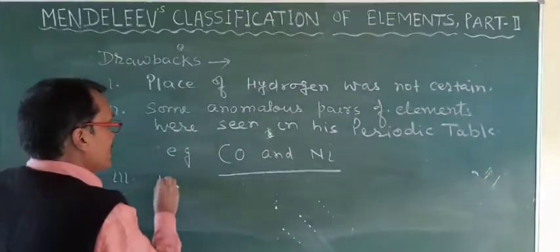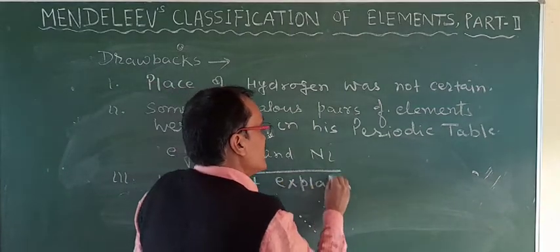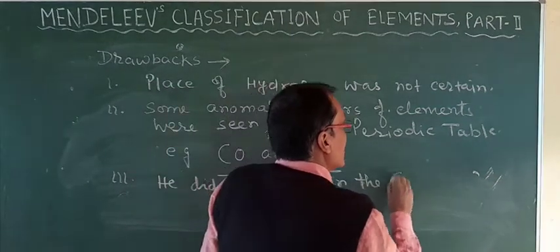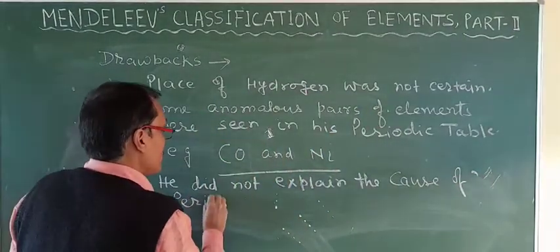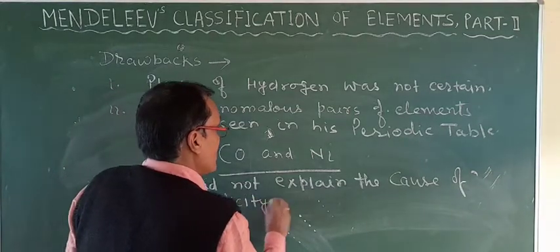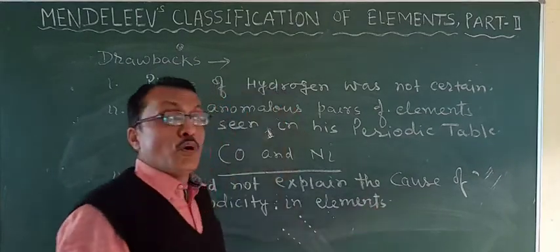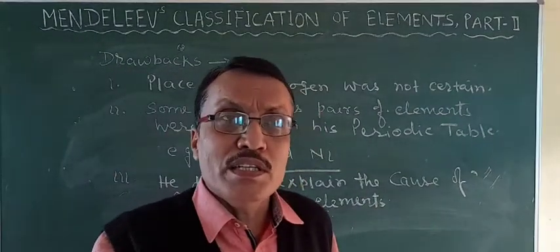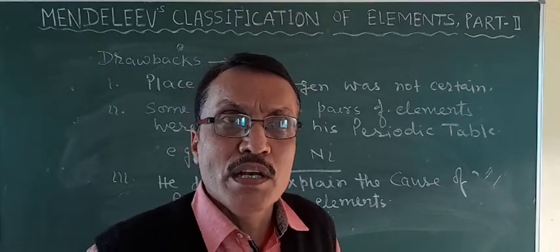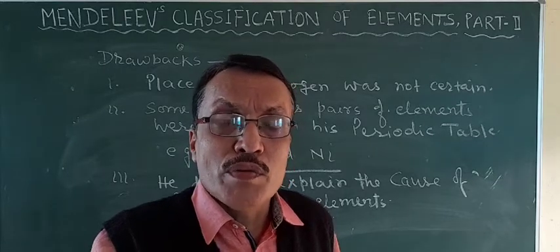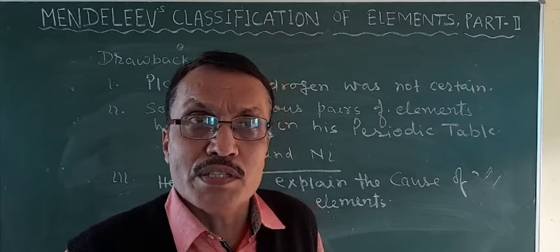Second, he did not explain the cause of periodicity in elements. Cause of periodicity. Periodicity, it means repetition of elements of similar property at regular intervals when elements are arranged in order of their increasing atomic mass.